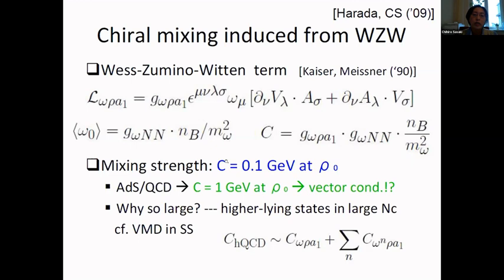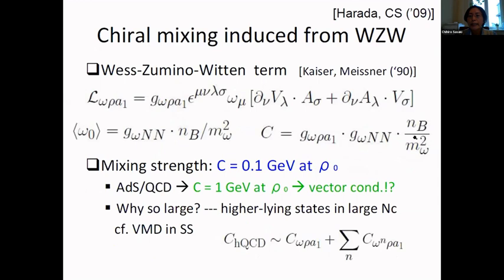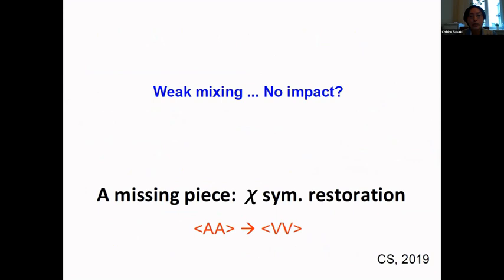On the other hand, you may be worried that there is no consequence at all, because when you come back to the dispersion relation, the blue line is already given for a much higher value of the parameter C. So blue was given for 0.5 GeV. However, the point is that this parameter C is linearly proportional to the baryon density. And then the density is gradually increased, and at some point we should see the onset of partial chiral symmetry restoration. Okay, so this is the missing piece so far. So therefore we need to take care of it.